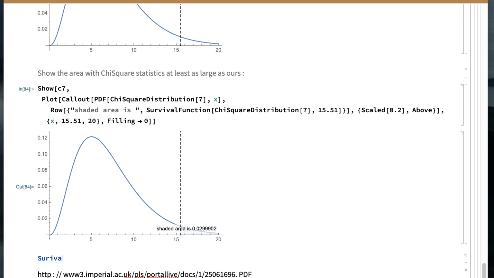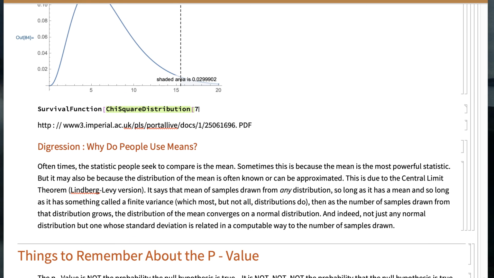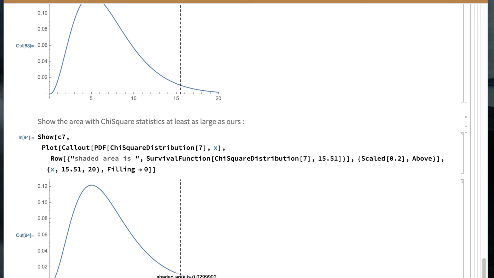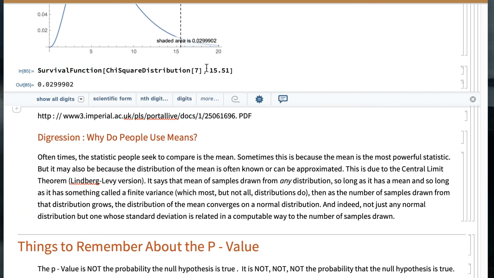And by the way, another way we could do this without diagrams is just to say, what is the survival function of a chi-square distribution with 7 degrees of freedom evaluated at 15.51? And if all goes well, this should turn out to be that 0.0299 number, and lo and behold, it is.